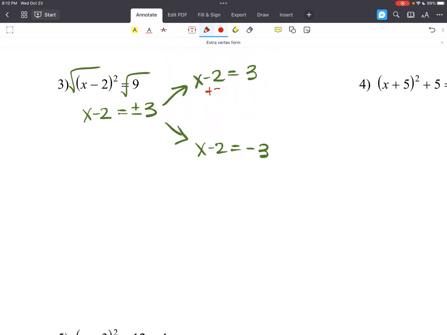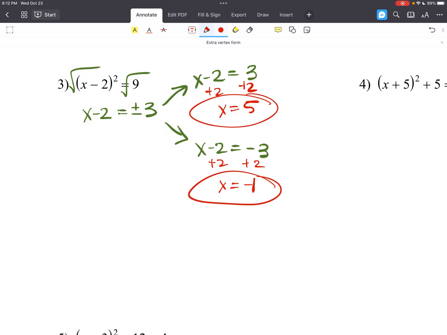Just going to go ahead and finish this by adding 2 to both sides. So x is equal to 5, we add 2, and x is equal to negative 1. So my two answers are 5 and negative 1.